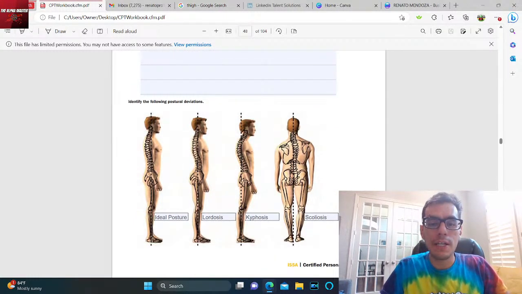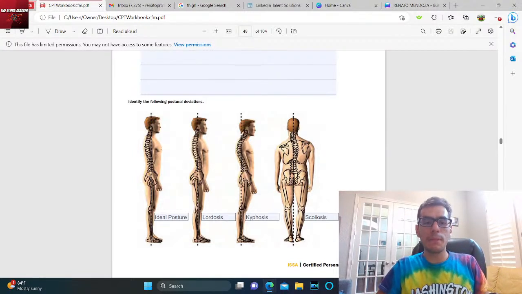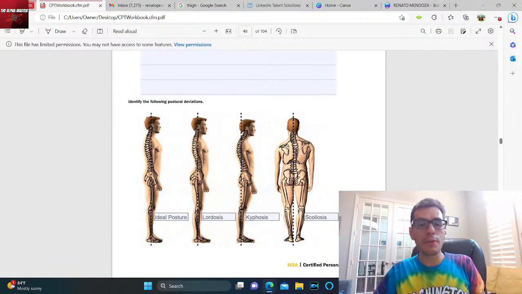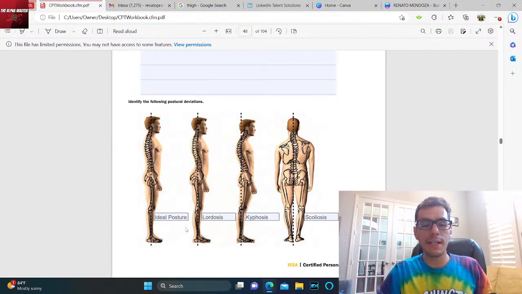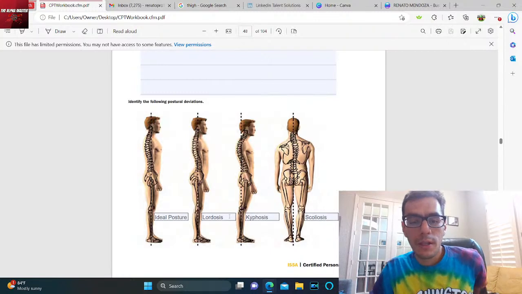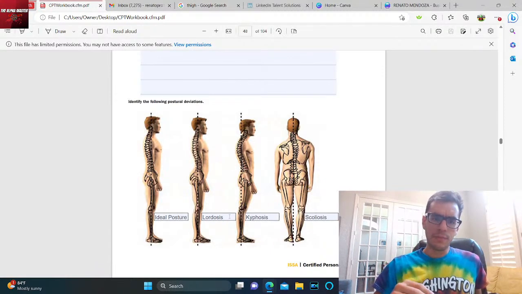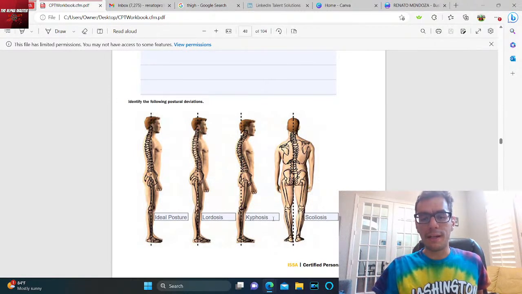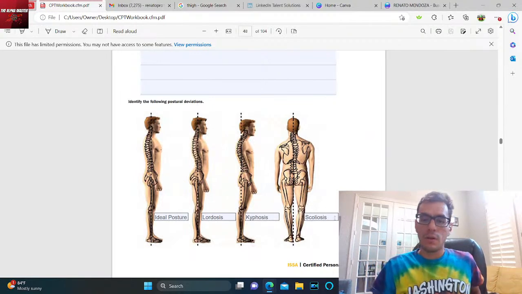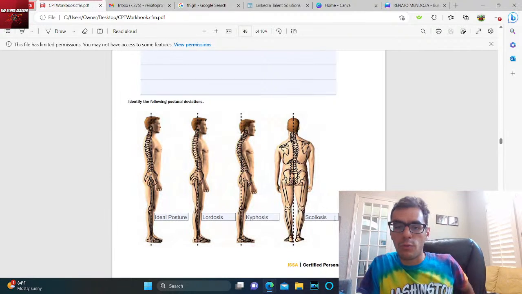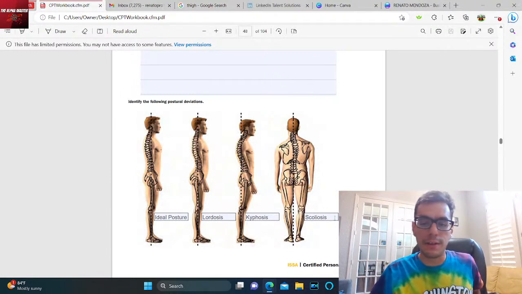Now, the following postural deviations that happen in the spine. You have ideal posture, and you have 3 postural or spinal deviations. You have the ideal posture right here. Lordosis is when the lumbar spine is deviated inward. Kyphosis is a deviation of the thoracic spine, and then scoliosis is when the spine is deviated to one side or the other, in either side of the sagittal plane.